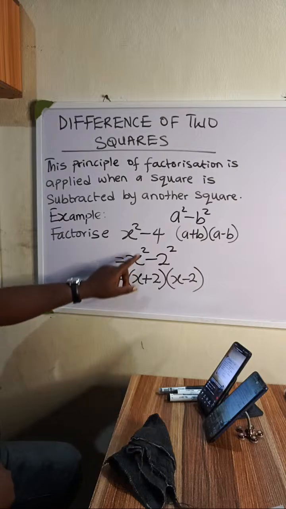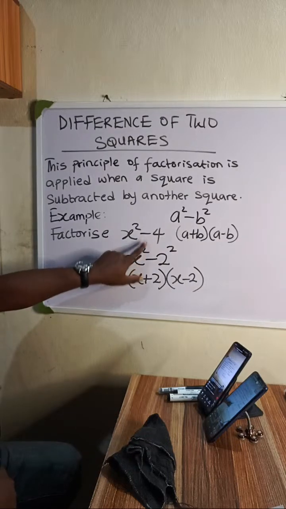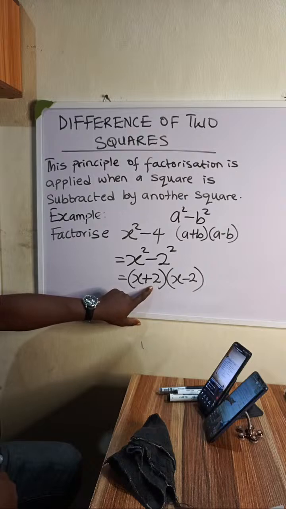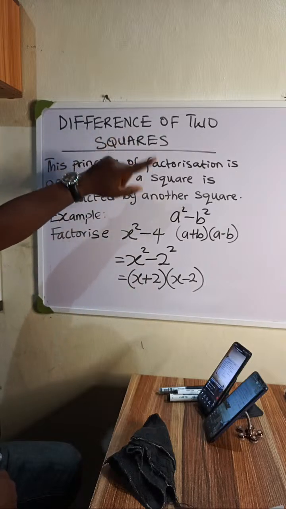So this algebra has been factorized to this using difference of two squares.